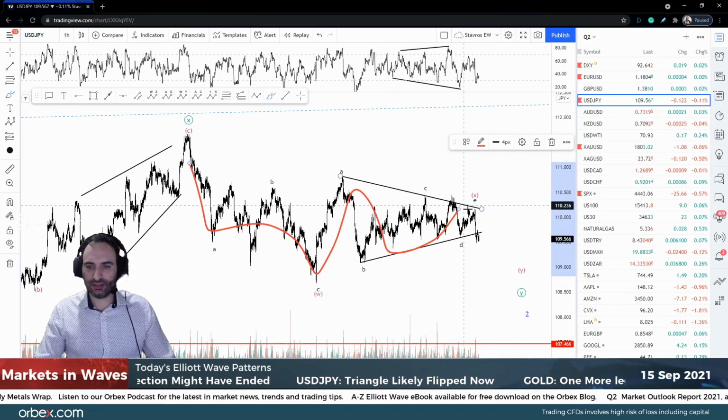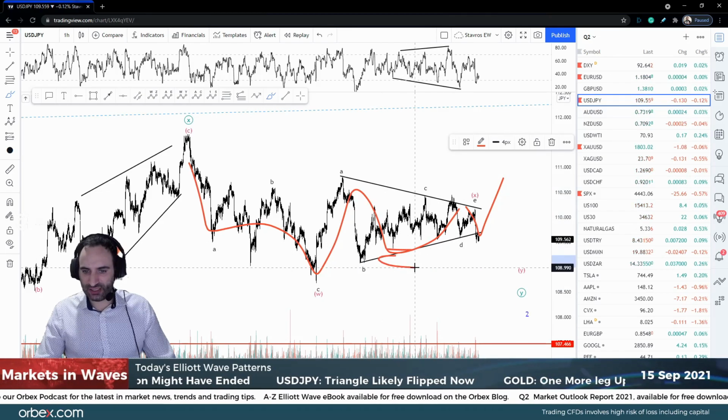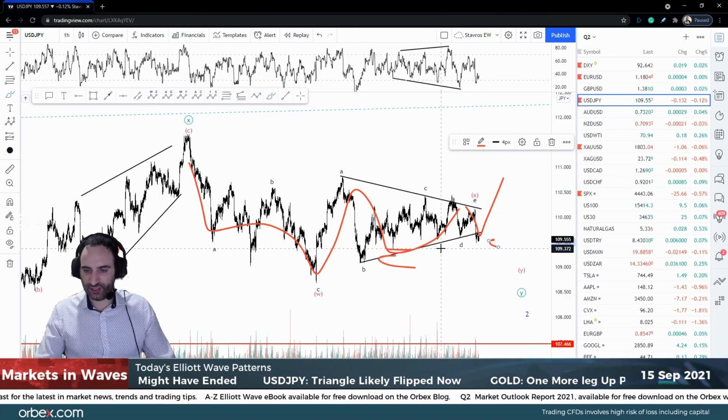In case we move higher and back within the triangle, then, well, you remember the alternative, right? A, B, C, D, E, and we're going to move higher up. Because if that was the case, then my wave C is here, which means that as long as this wave E remains above C, we're valid.